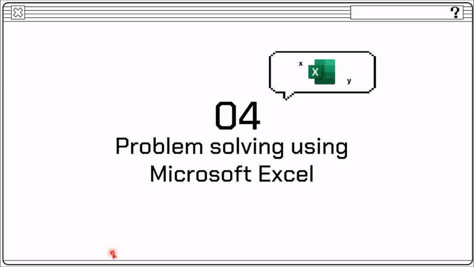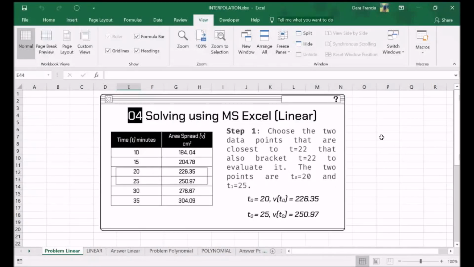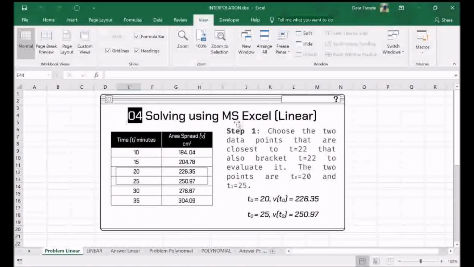So, our first part is we will solve this problem using Microsoft Excel. Using Microsoft Excel, we will solve the example problem. First, we will solve it using linear interpolation. As you can see here, I copied our data table so we can proceed to step 1.